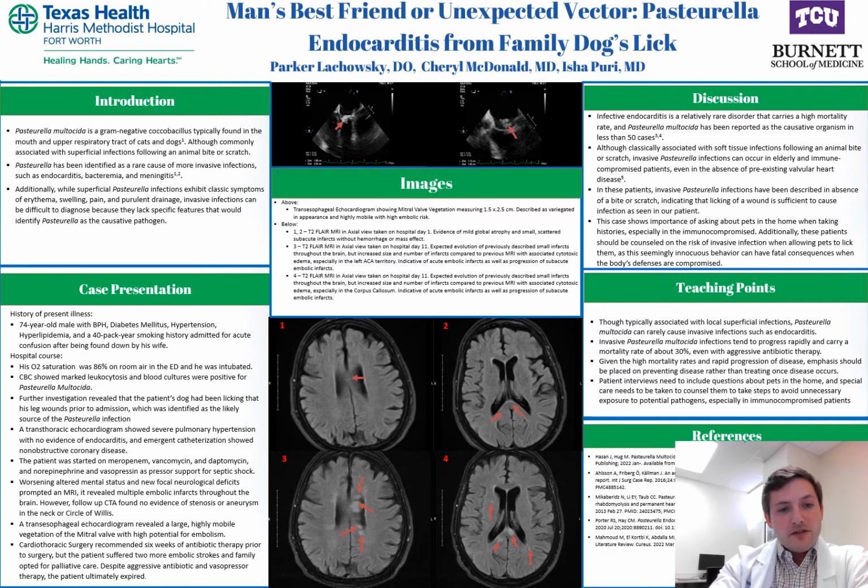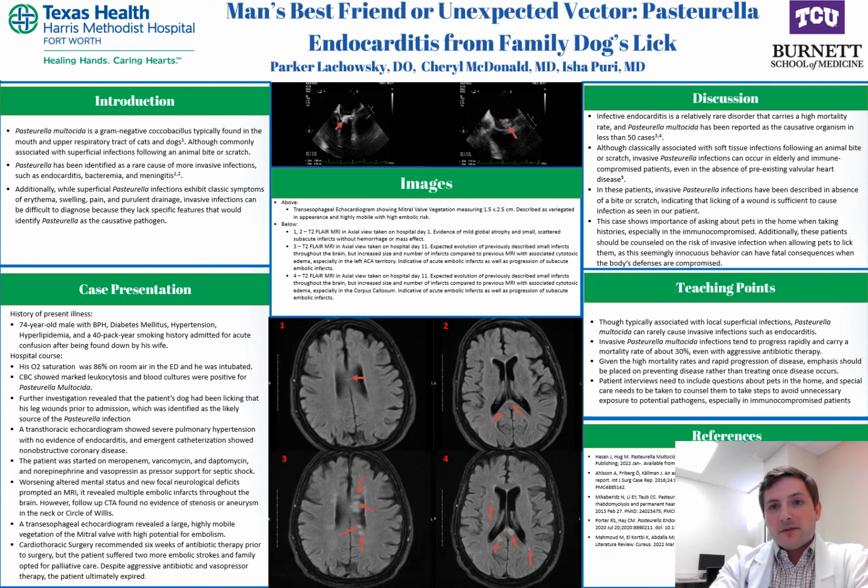A transesophageal echocardiogram revealed a large, highly mobile vegetation of the mitral valve with high potential for embolism, which is seen here in the images above. Cardiothoracic surgery recommended 6 weeks of antibiotic therapy prior to surgery, but the patient suffered 2 more embolic strokes and family opted for palliative care. Despite aggressive antibiotic and vasopressor therapy, the patient ultimately expired.